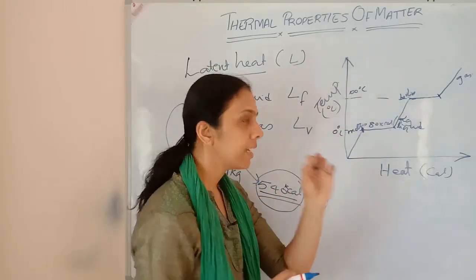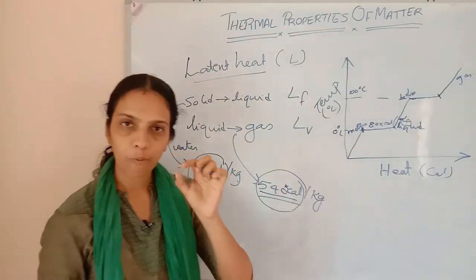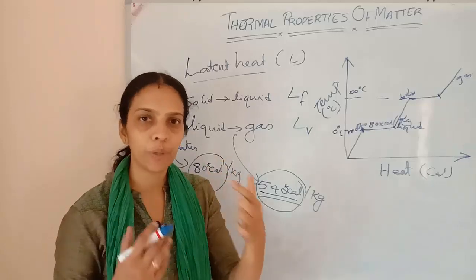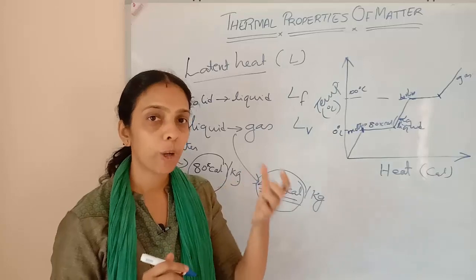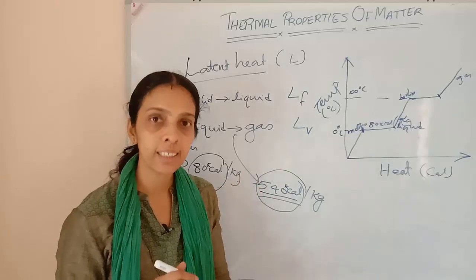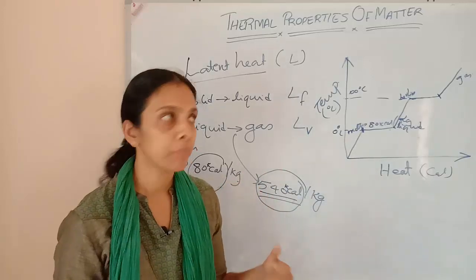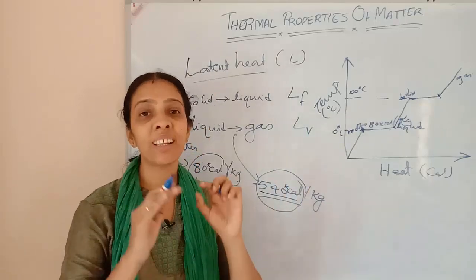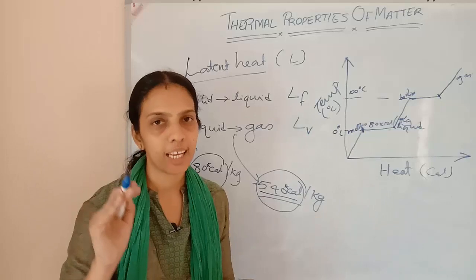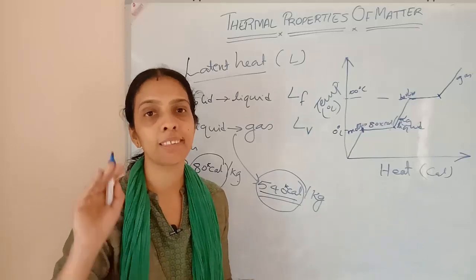That is why we are telling that the liquid, water and ice will be in thermal equilibrium with each other. So at the point of melting, when it is melting, they will be in thermal equilibrium. At the point of boiling, those two states will be in thermal equilibrium. That means temperature remains constant.